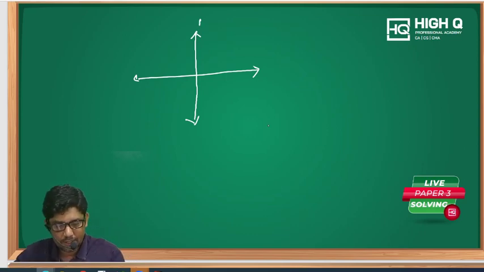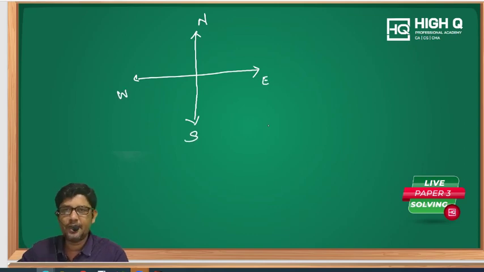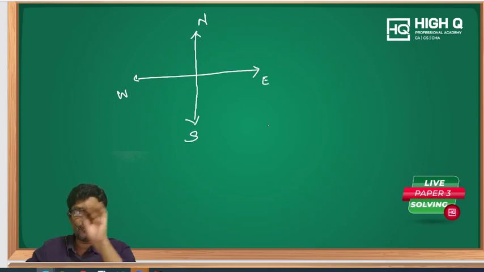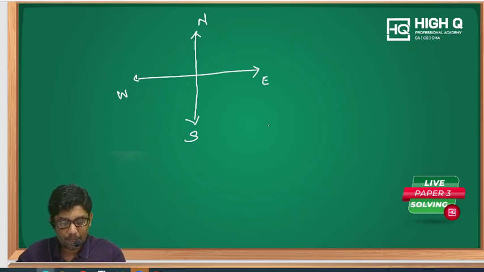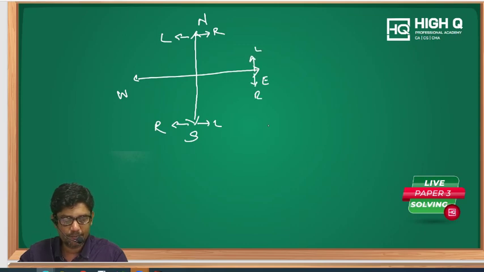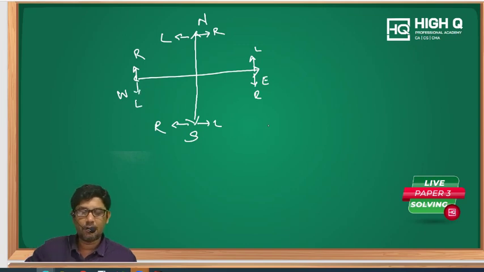So this is our north, south, east, west. Am I right? Is this right? Okay, this is what we call primary directions. This is your right side. This is your left side. This is your right side. This is your left side. This is your left side. This is your right side. This is your right side. This is your left side. This is our primary direction.